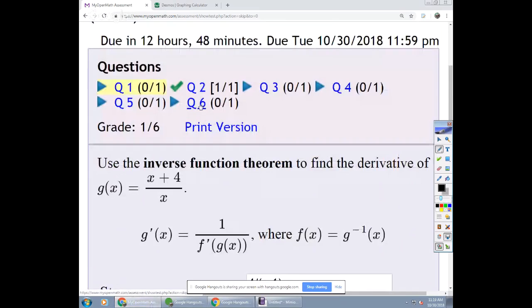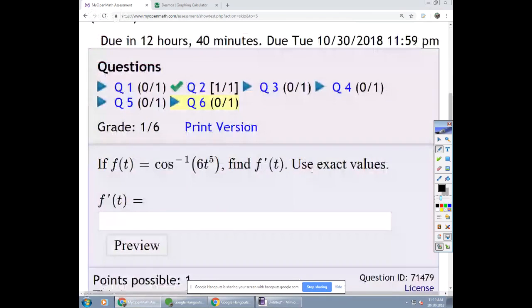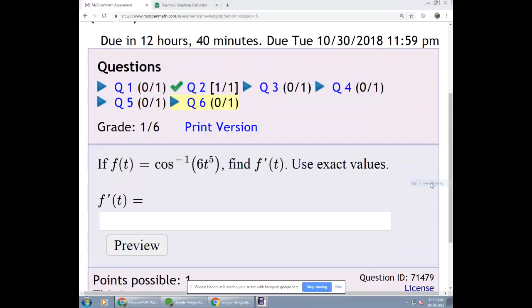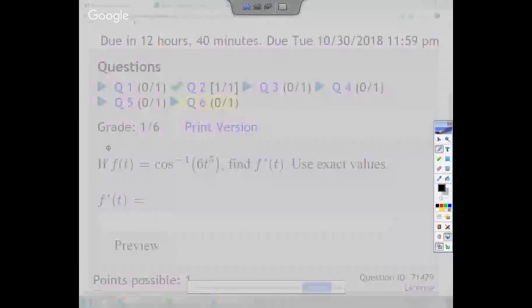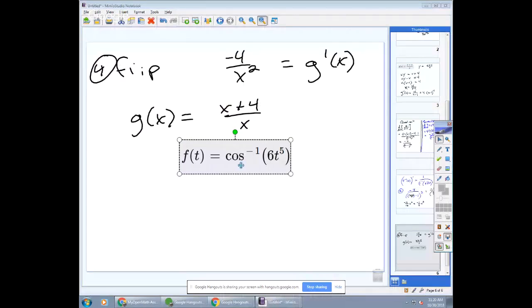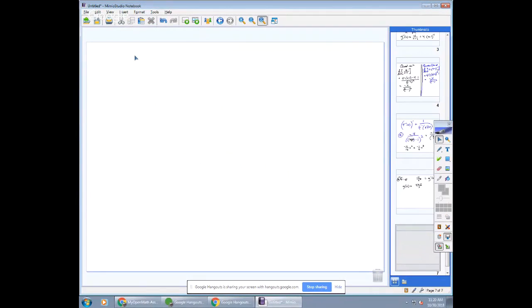So that was number 1. We did number 2. We're leaving this one. Yeah, cosine inverse of 6t to the 5th. Let's give it a try. And actually, we don't even need to use the inverse function theorem on this one, because we already established the derivative of the inverse cosine, true? In the last class. So we don't need to do it again. Unless you really like that kind of thing.